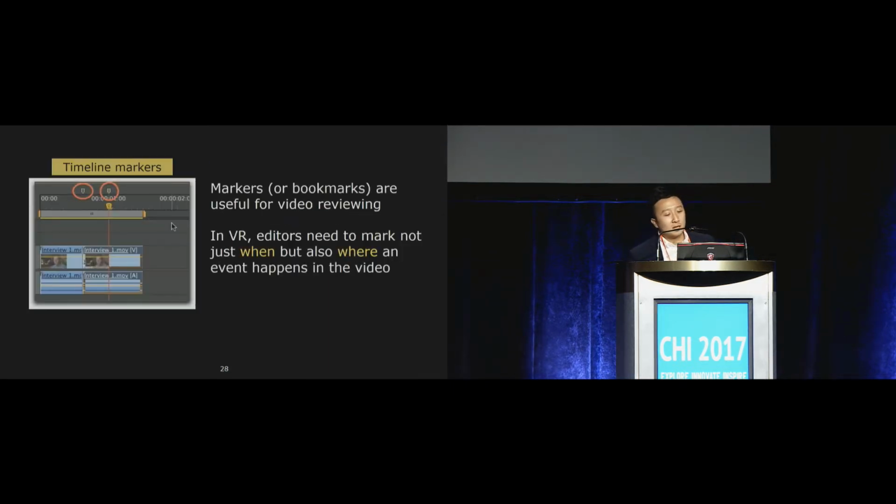For reviewing, on desktop, video editors frequently use timeline markers to communicate with their clients or producers. Markers are also useful for many other tasks in editing. VR video creates a new requirement for markers, because people are working with a 360 environment. Editors now need to mark not just when, but also where an event happens in the video.